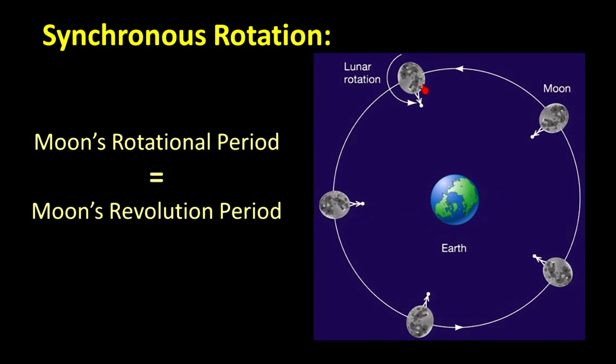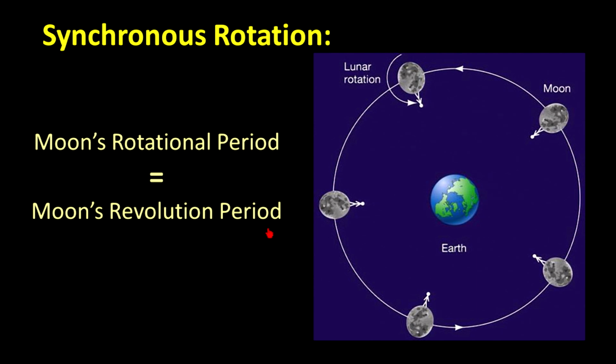The other mistake that students will make is they'll say it's the speed of the moon's orbit synchronized with the speed of the moon's spin. It's not a matter of speed in this case, it's the time period. So the time that it takes for the moon to go all the way around once is equal to the time that it takes the moon to orbit the Earth once.